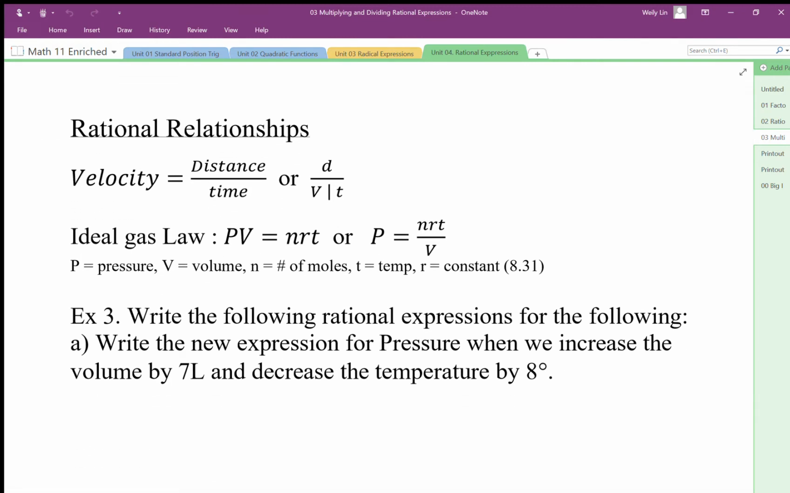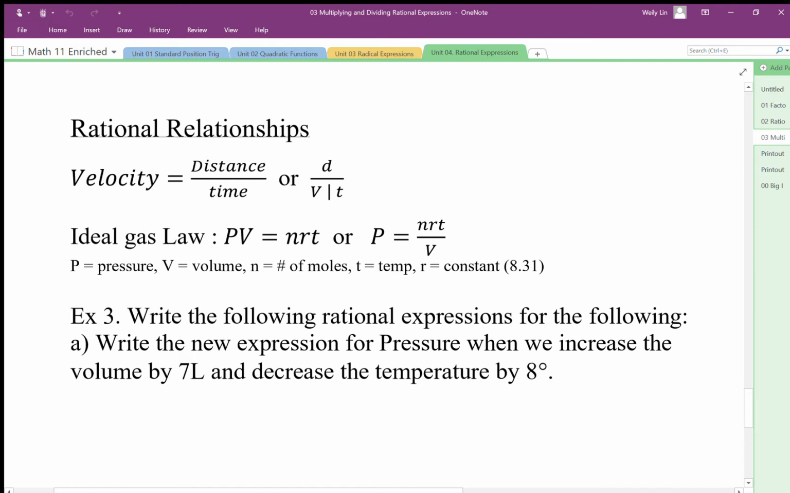So there are many problems that can be related to rational relationships. Anything that's a rate often can be related to that. For example, velocity is a ratio of distance to time. Many of you have seen this in a triangle. Distance is equal to velocity times time. Time is equal to distance divided by velocity. Velocity is equal to distance divided by time. That's something very useful that many of you have seen in science.